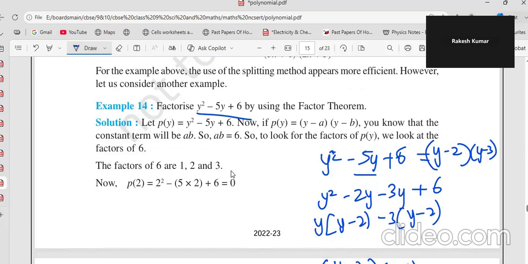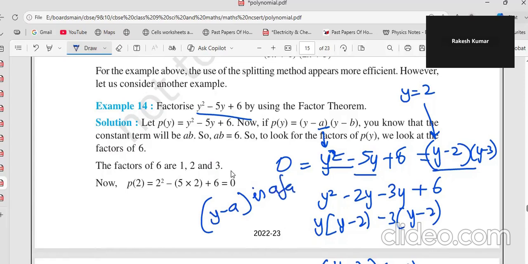Now notice something. If I put y is equal to 2 here, what will happen? This will become 0, so this will also become 0. That means if I put 2 here or here, it will become 0. So if any number a is a 0, then y minus a is a factor. This is called the factor theorem. Again, I will repeat. If a is a 0 of a polynomial, then y minus a is a factor of the polynomial.